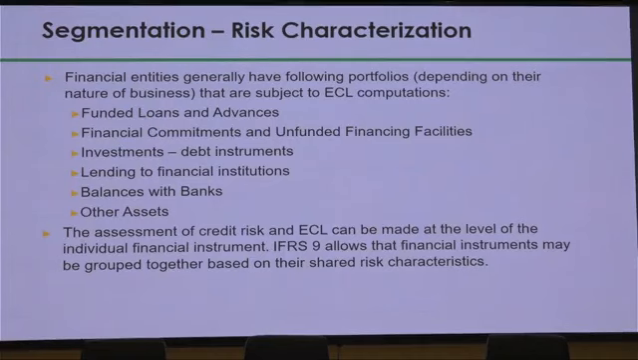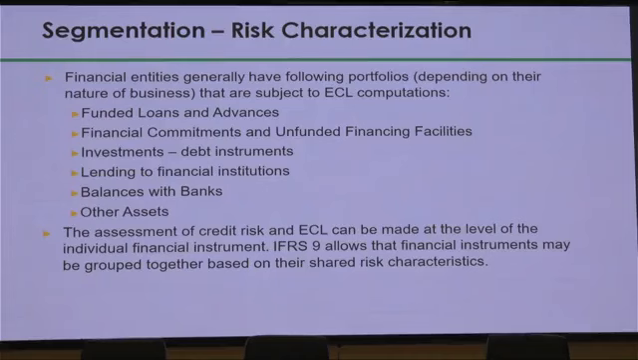IFRS 9 actually allows you to compute ECL on individual asset level. So for example, you have an XYZ company as a borrower, so you can compute expected credit loss for that borrower as well. But the difficulty here is that the probability of default and loss given default for that borrower is not available in our country. PDs are not published here, so you cannot identify the loss rate for a particular borrower. So IFRS 9 allows you to actually combine those borrowers with similar risk characteristics and compute the PD and LGD for that group of borrowers. So this is allowed under IFRS 9.